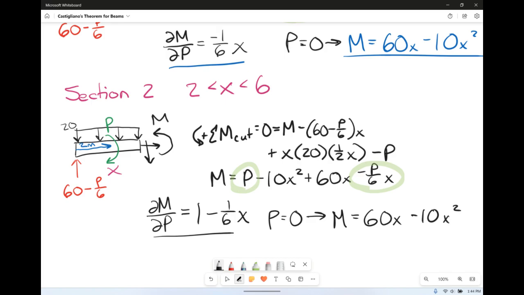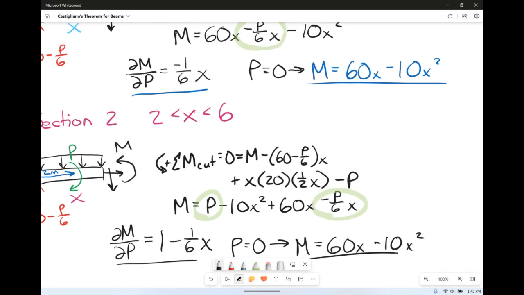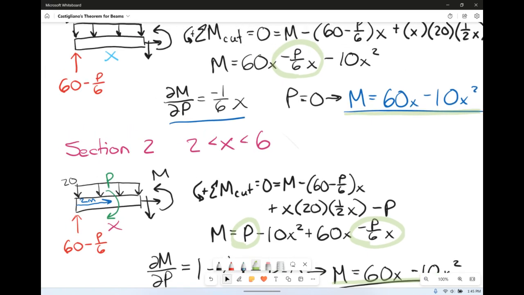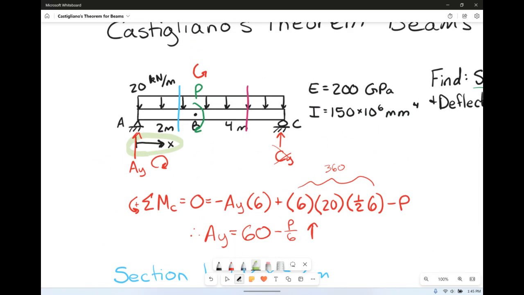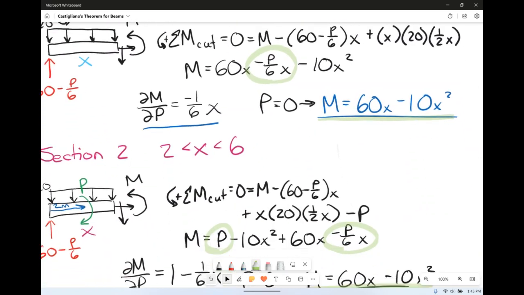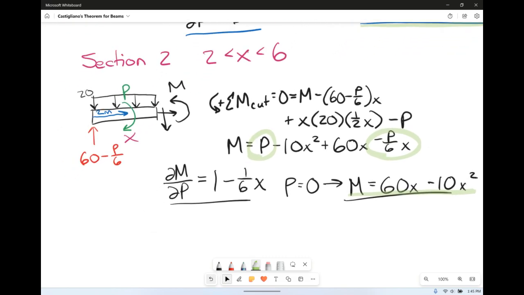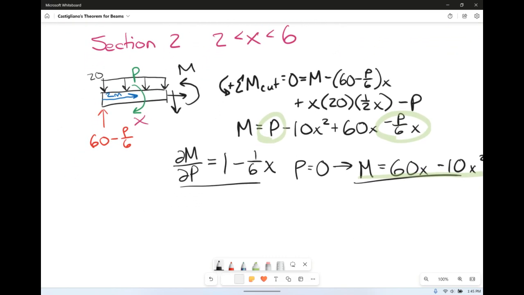minus 10x squared. And if you notice, that is the same. This guy is the exact same. And you might be thinking, wow, that's kind of weird. Well, you're going to find out that it makes perfect sense because remember that P is fake. So if P doesn't exist, then this beam's loading situation doesn't change at all. So actually it does make perfect sense. So when you remove P, it's the same situation. So that's logical.